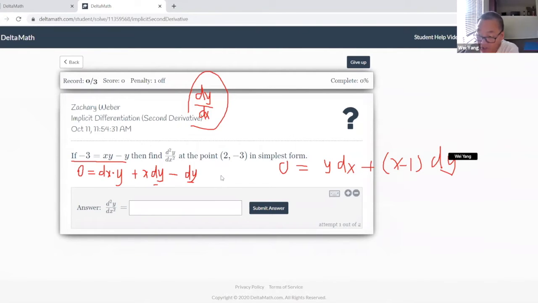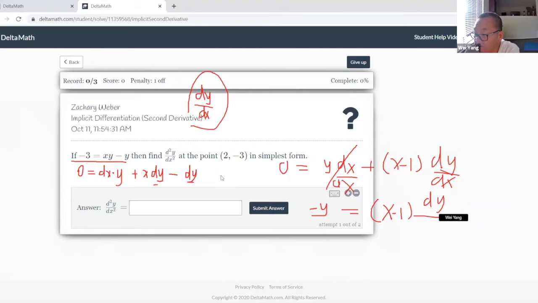So then we are trying to find dy over dx. That means we need both sides divided by dx. Both sides divided by dx. So this term will become y. Then both sides minus y. We get negative y equals x minus 1 in parentheses times dy over dx, right? So then to find dy over dx, you need to divide both sides by x minus 1. So now we get the first derivative.